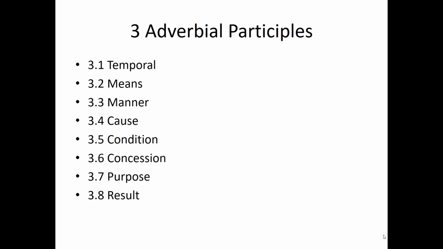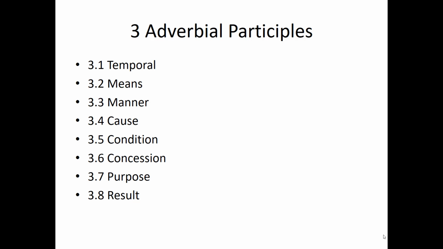The next big category that we want to consider is adverbial. This is under the verbal side, and you might think of adverbial proper. The participle would answer a question about time, or means, manner, cause, the word because, condition, with the word if, concession, with the word although, purpose, to or in order to, or result, with the result that.